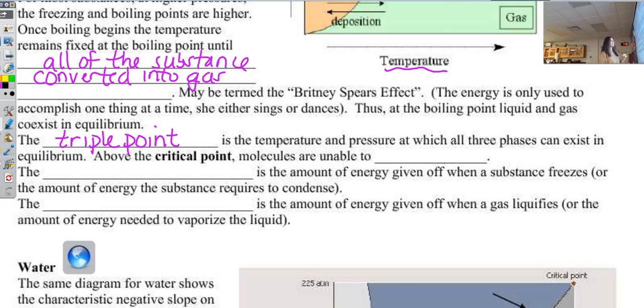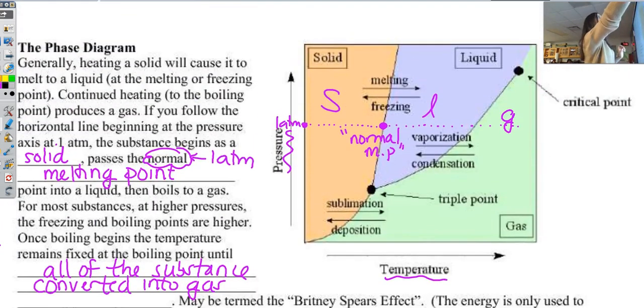All three phases can exist in equilibrium above the critical point. This is an important part. So if you take a look here, this right here is called the critical point. So there's our triple point, and that's our critical point.